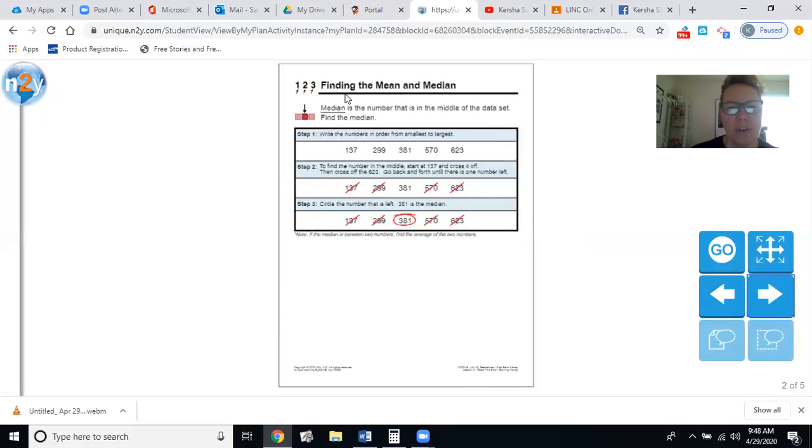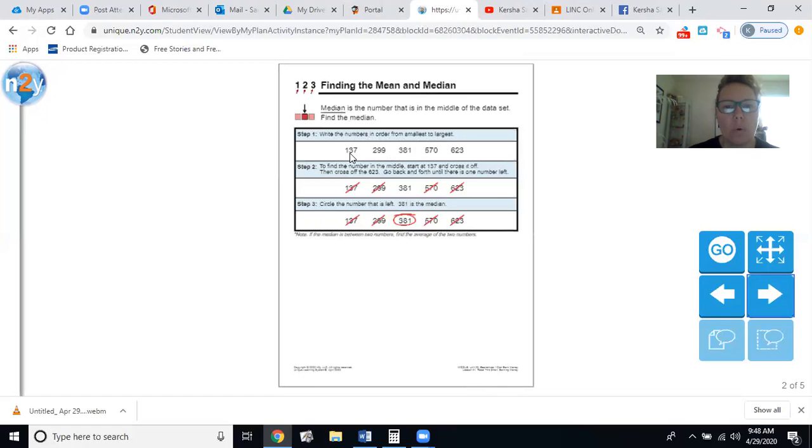Okay, so now we're going to find the median. The median is basically just the middle number in a set of numbers. Right here, it says median is the number that is in the middle of the data set. Find the median.